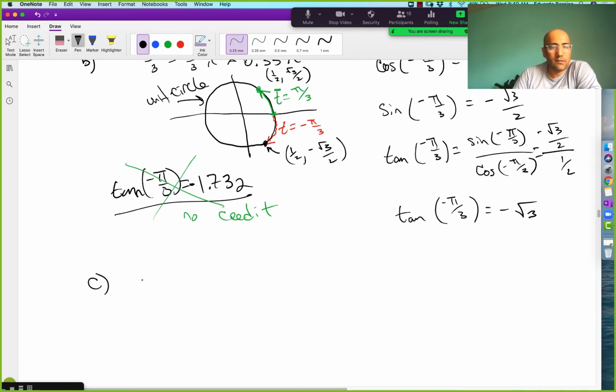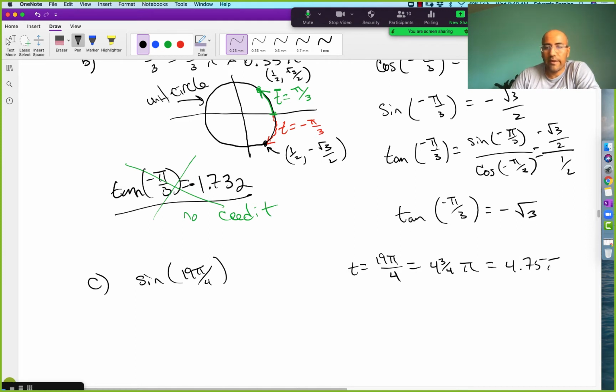Part C. Find sine of 19 pi over 4. Okay, so we have to deal with that value. If t equals 19 pi over 4, the first thing I noticed is that if we turn this into a decimal, it goes in 4 and 3/4, as a mixed number, pi, which is equal to 4.75 pi's.